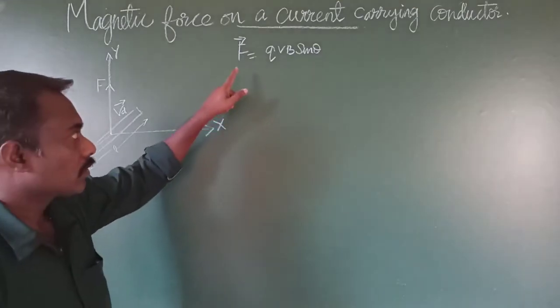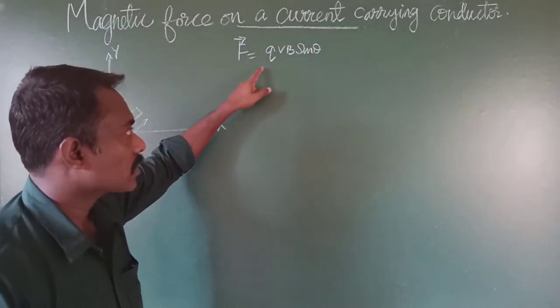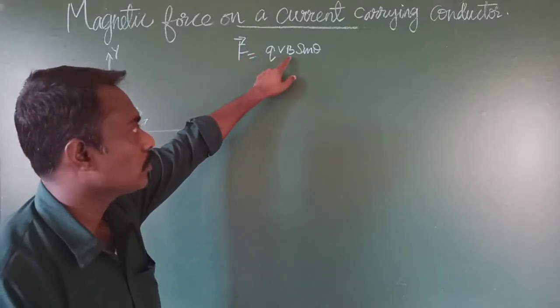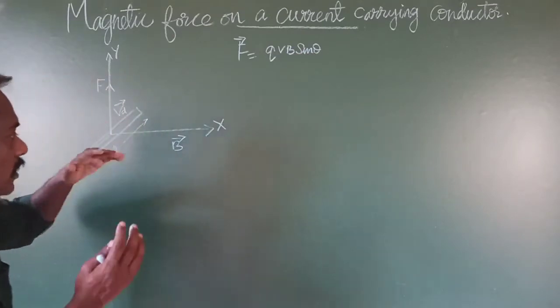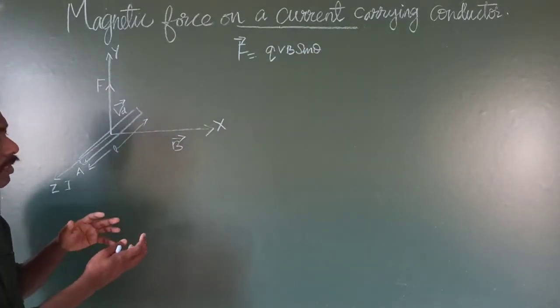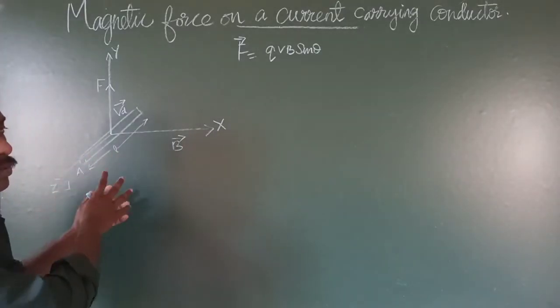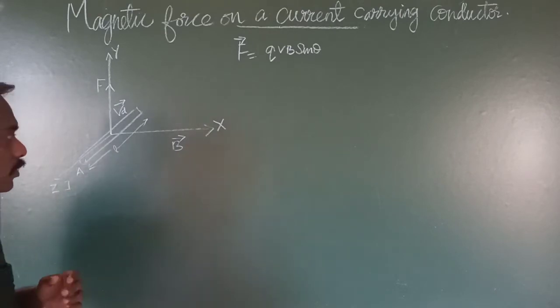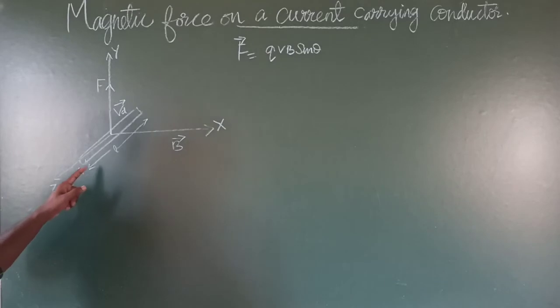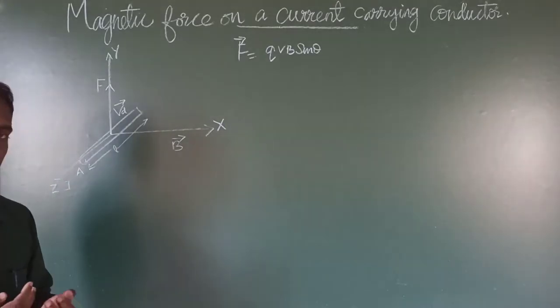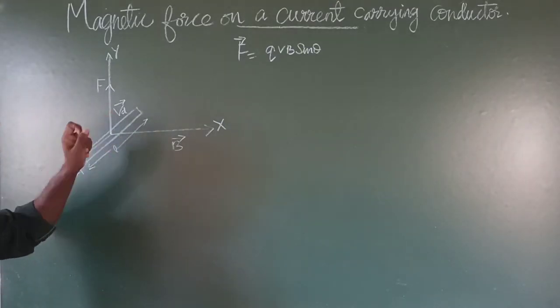The total force exerted on a moving charge is given as F is equal to Q V B sin theta. When this moving charge is in an external magnetic field, the total force on the charges will be the total magnetic force exerted on the moving charges through the conductor. So here we consider a conductor of length L and area of cross section A. When the free electrons are moving through the conductor, their average velocity is taken as Vd, that is the drift velocity.